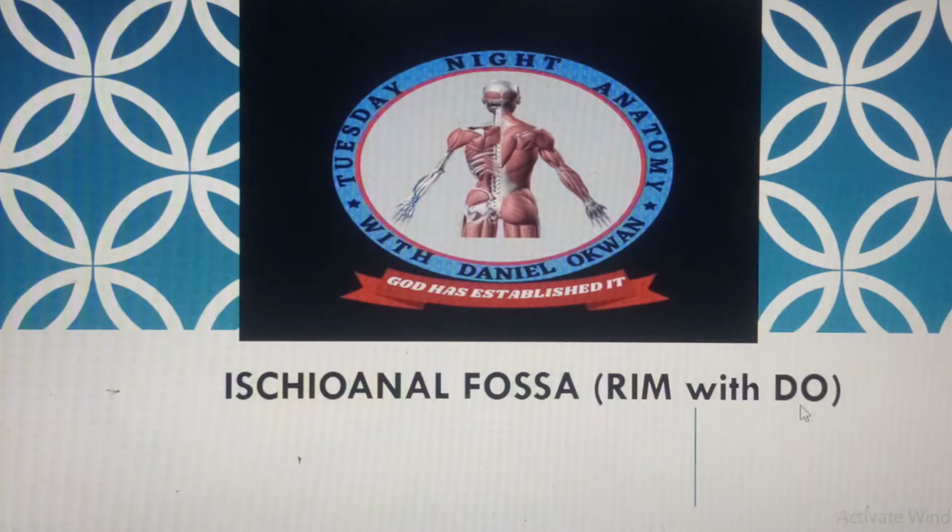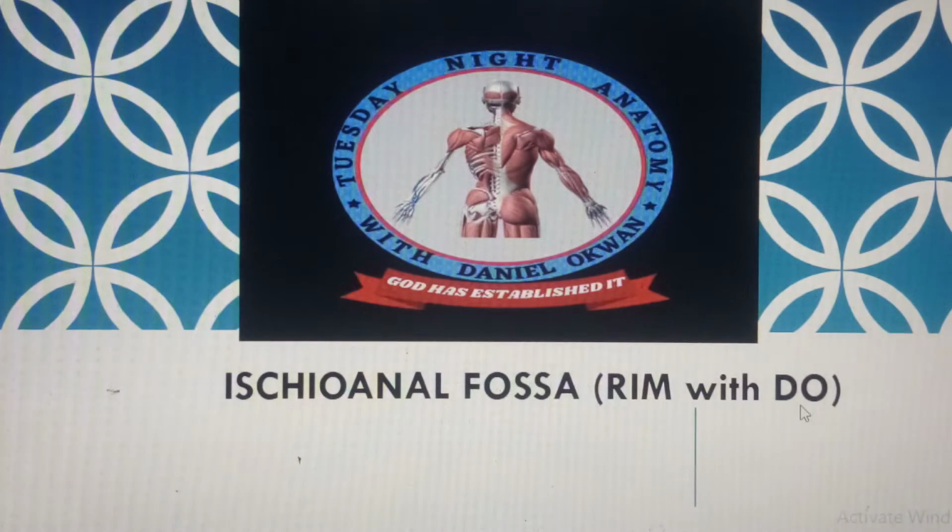Now one thing that we know is that because we say it is an adipose tissue-filled space, then the main content of the Ischioanal Fossa is going to be fat. But in addition to fat, we have some important neurovascular structures that run transversely across this fossa. And these structures can therefore get injured. They are liable to injury whenever this area, which is very prone to abscess formation, is drained. These structures can easily get injured.